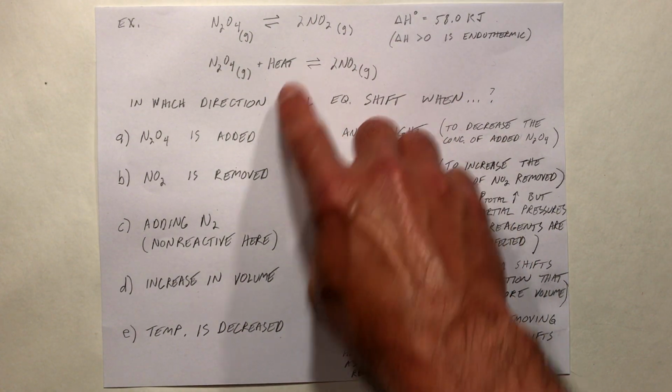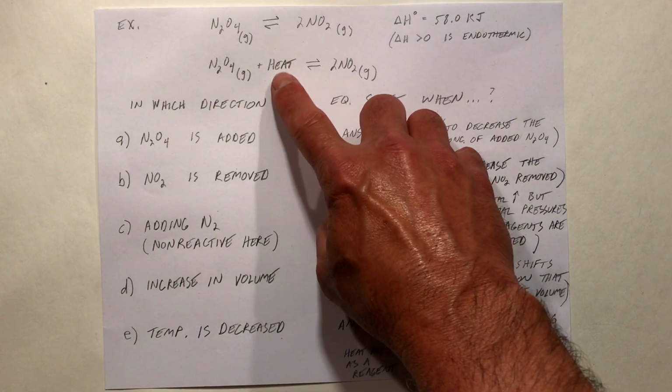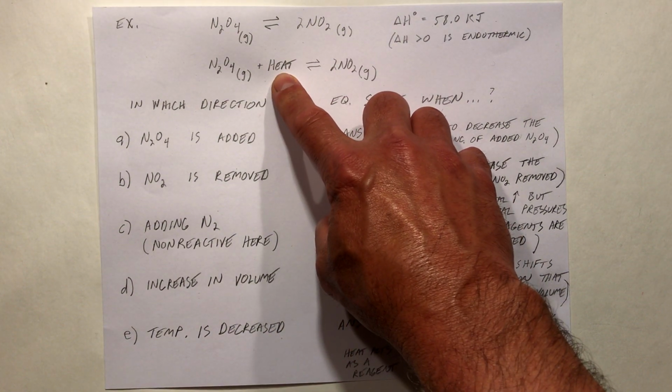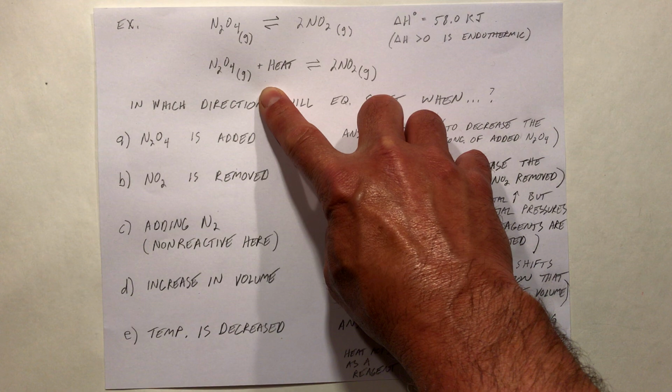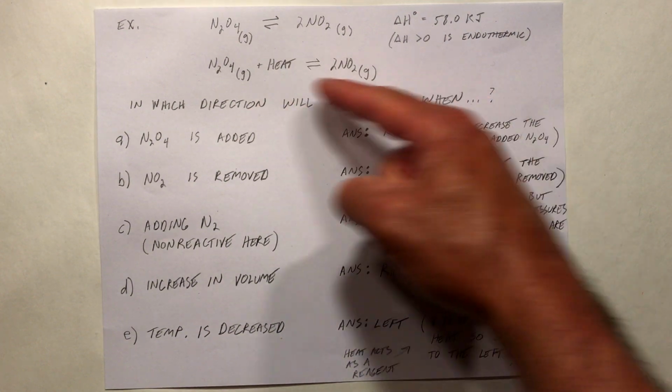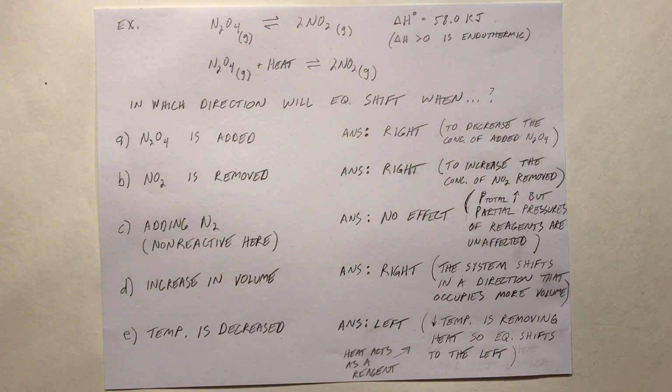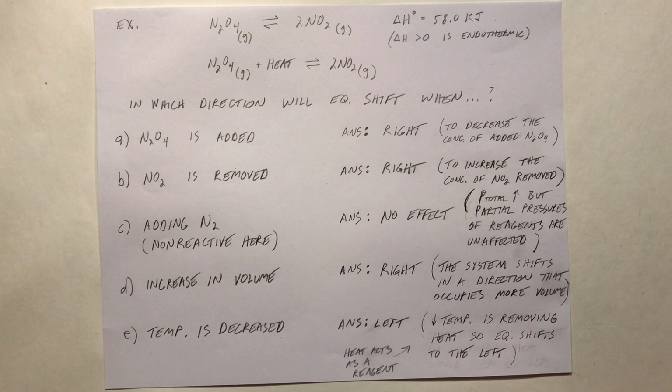Well, decreasing the temperature here in E, this would be taking heat away. So if we remove heat, just like removing any chemical, the equilibrium would shift to the left. Decreasing temperature is removing heat, so the equilibrium shifts to the left because we're treating heat as if it were a chemical or a reagent.